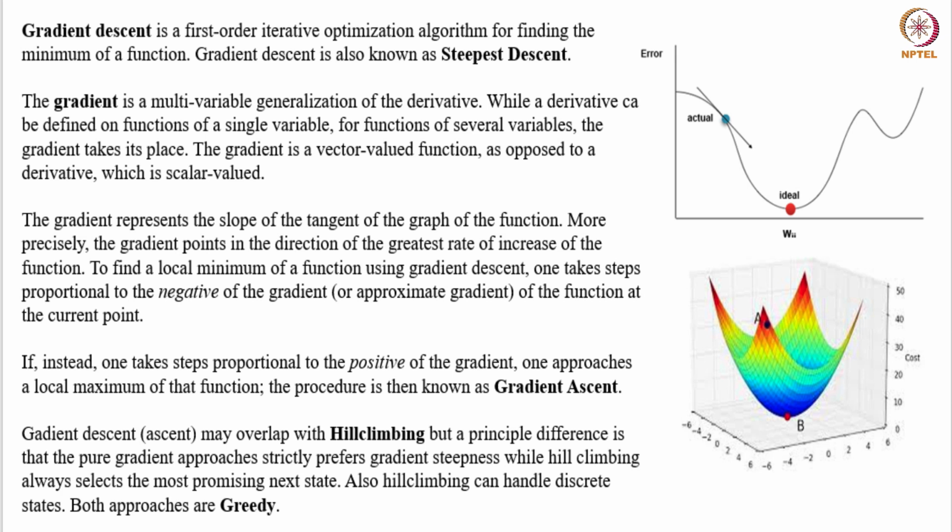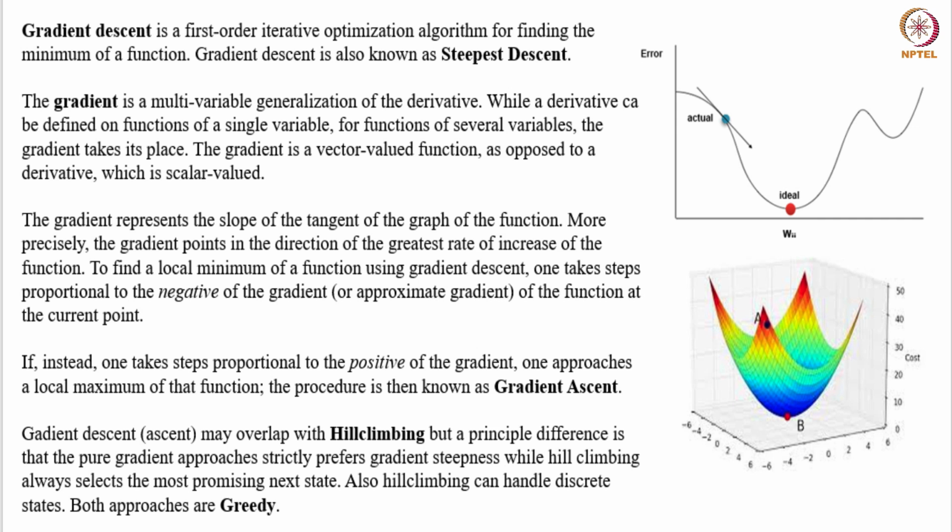The gradient descent approach or algorithm is an optimization algorithm for finding a minimum of a function. Sometimes it's called steepest descent. The gradient is actually a multivariable generalization of the derivative. I mean, in a two-dimensional space you have the derivative, but in a higher space you have its generalization. This means that you can take the derivative in different directions. It's a vector-valued function as opposed to a derivative, which is a scalar-valued one.